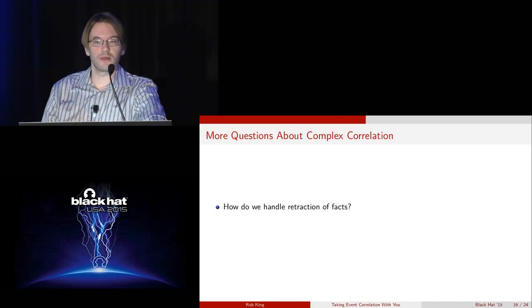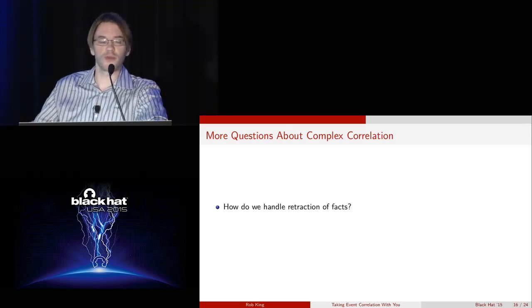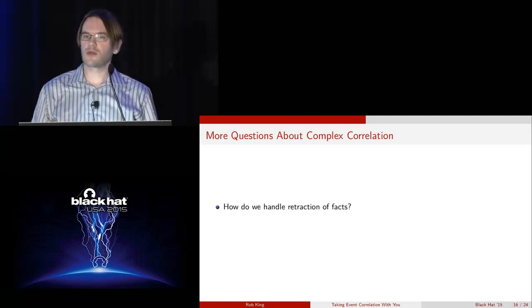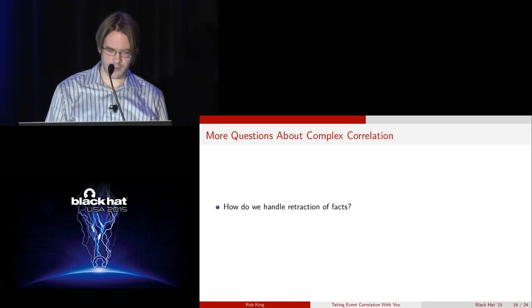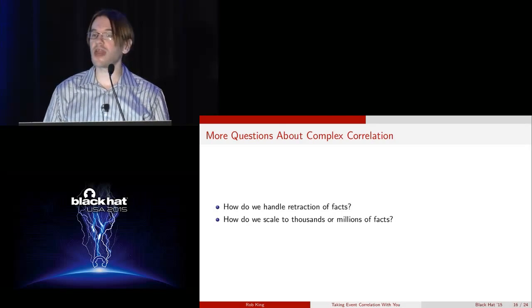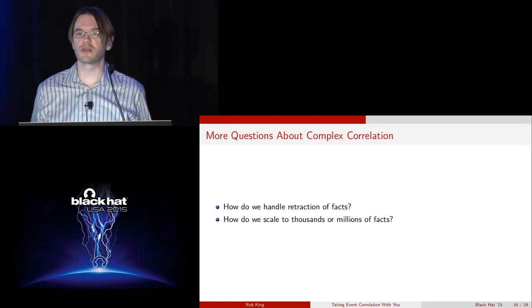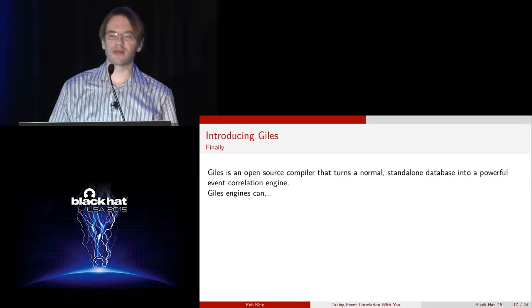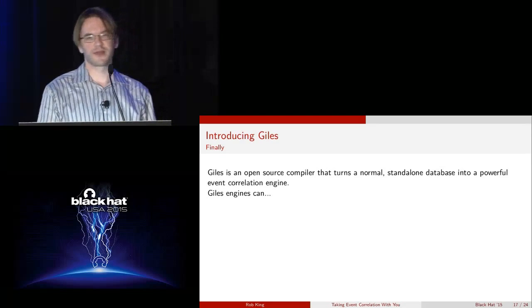And so you want to retract that login event from building 1. But when you do that, you want that alert to go away, or both of those alerts. You don't want to leave spurious alerts around. So how do you handle that particular thing? And then how do you scale that to thousands or millions of these facts floating around? And the answer, at least for the purposes of this talk, is Giles.